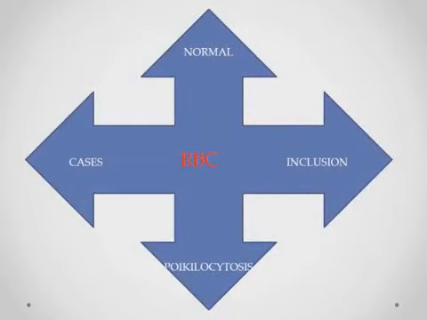In this lecture we will talk about four main things about the red blood cells: the normal morphology of red blood cells, the poikilocytosis, which means differences in shape, inclusion bodies in red blood cells, and we will illustrate a few cases about red blood cell morphology.